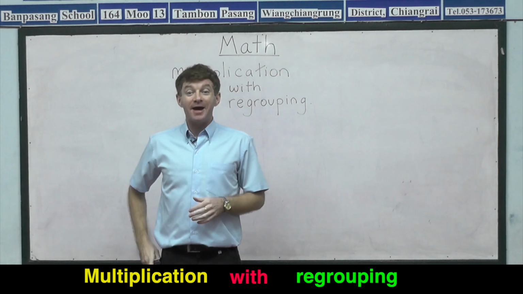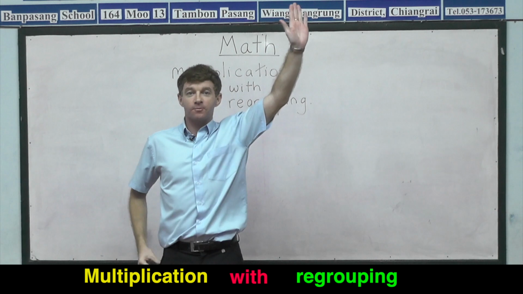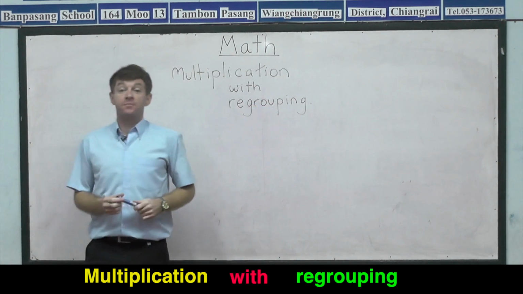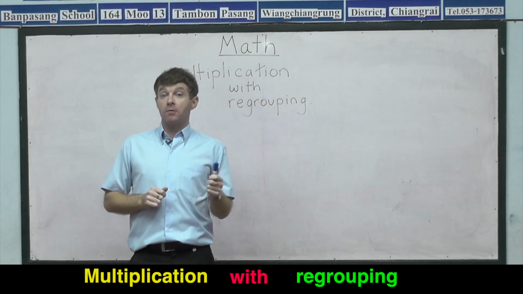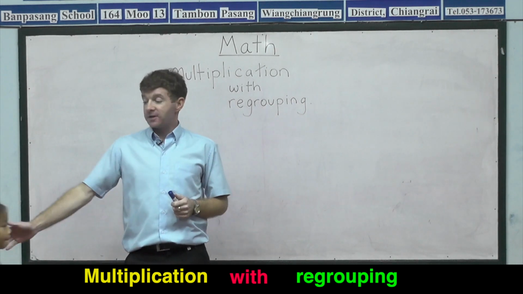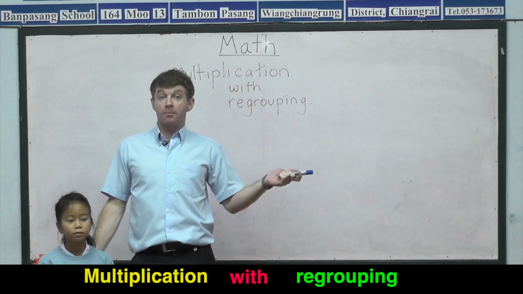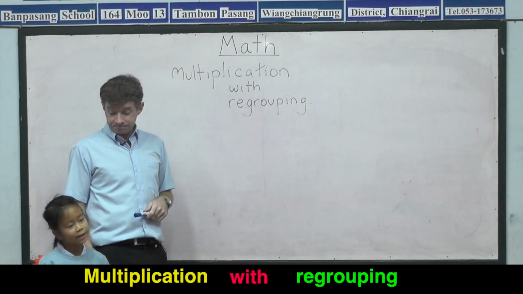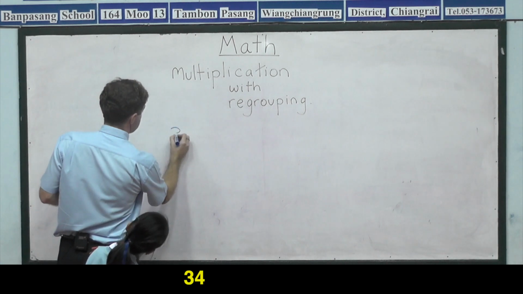Okay, and now I would like a volunteer. Prel, first hand up is Prel. So come and join me, Prel. What I will do, I will give Prel a multiplication problem on the board. And what I would like Prel to do is to draw the table and work out the problem using regrouping. Okay? So let's begin. I will give you this problem.